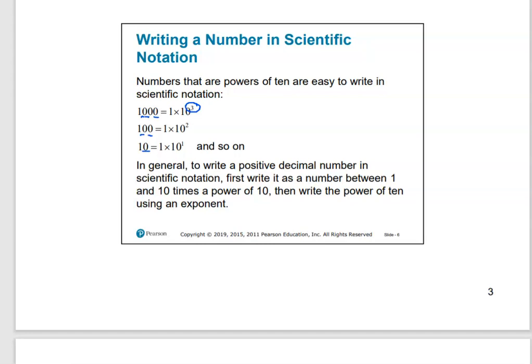In general, to write a positive decimal number in scientific notation, first write it as a number between 1 and 10 times a power of 10, and then write the power of 10 using an exponent.